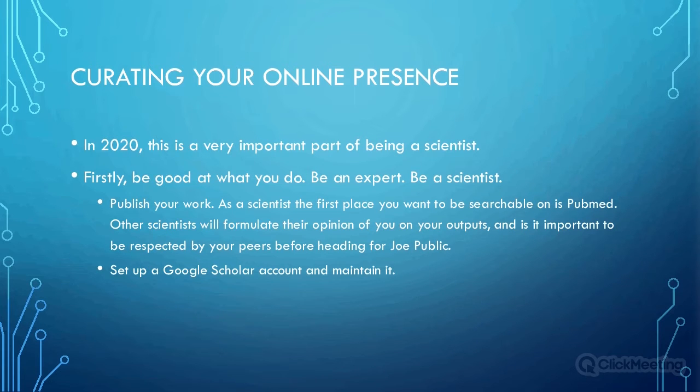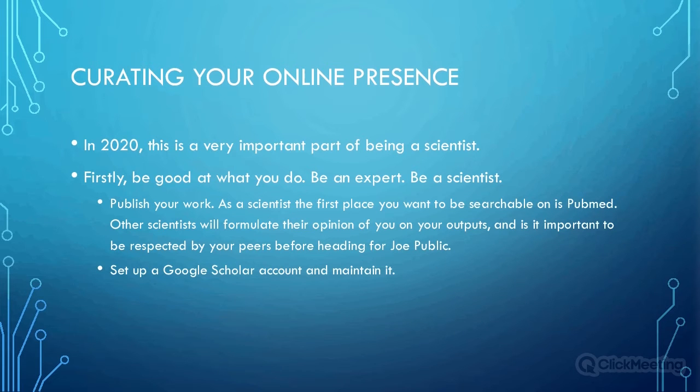But I think it's also firstly important to be good at what you do. So concentrate on being a scientist, be an expert in your field, and publish your work. And I know that last thing is easier said than done, and it might depend on circumstance, it might depend on the type of lab that you're in and what your lab's publishing habits are. But it's important to try and start making your name as a scientist.